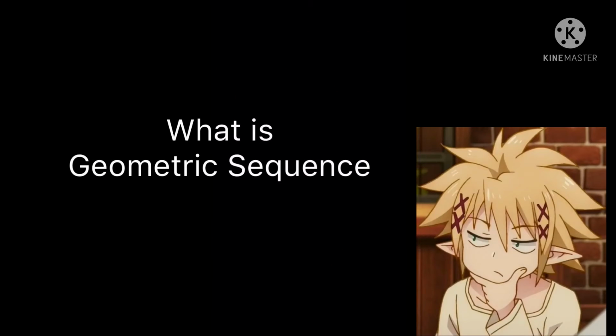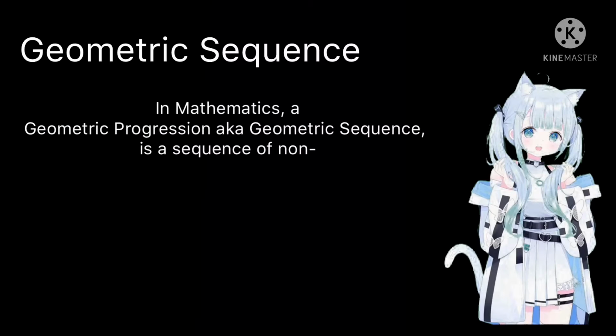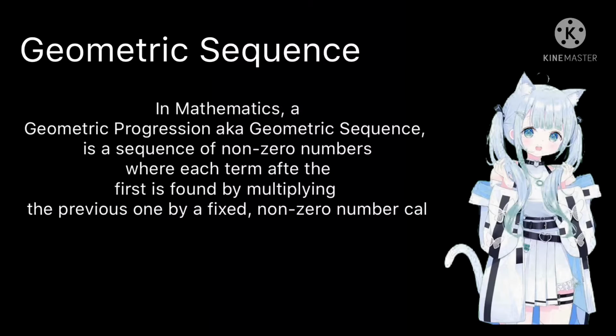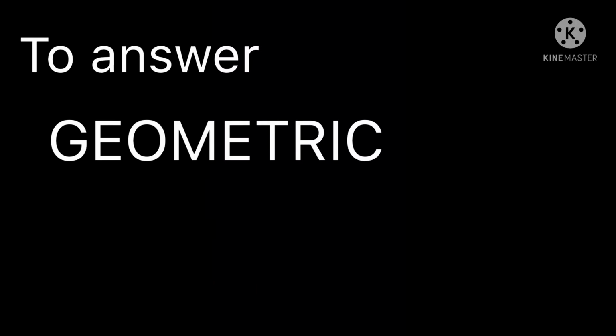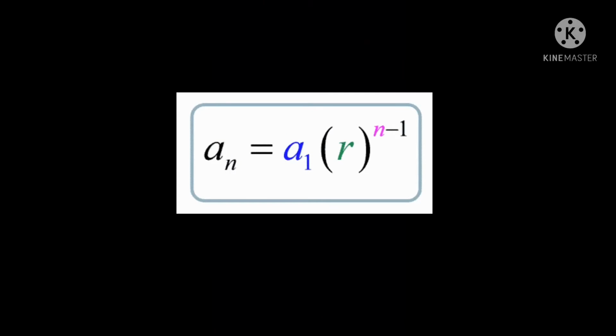What is geometric sequence? In mathematics, a geometric progression, also known as geometric sequence, is a sequence of non-zero numbers where each term after the first is found by multiplying the previous one by a fixed non-zero number called common ratio. To answer geometric sequence, we must follow the rule or formula: an equals a1 times r raised to the power of n minus 1.